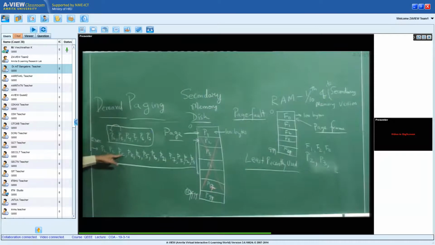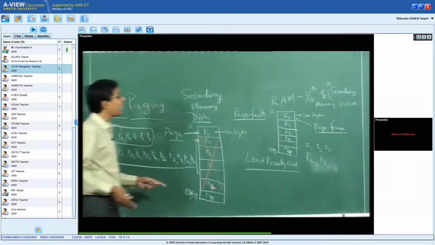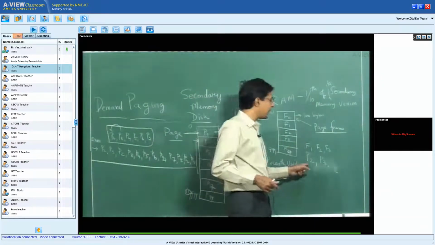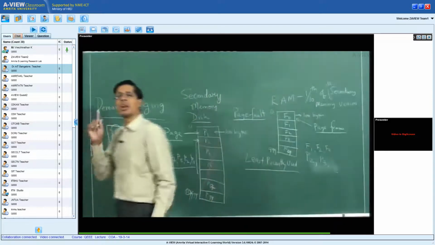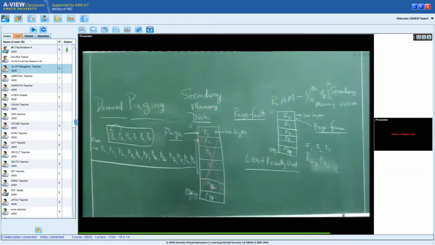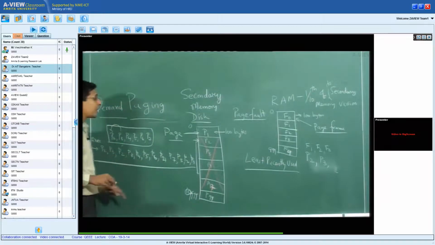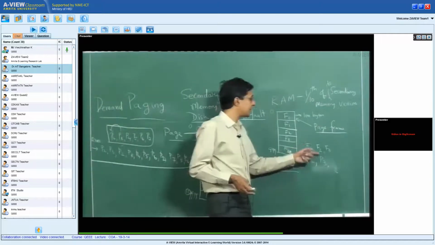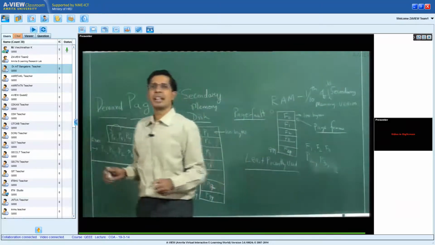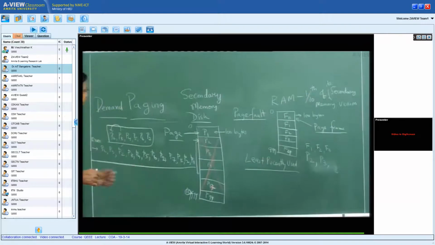Now again page 2 starts executing. I find that the page 2 is available in the memory, so this does not create a page fault for me. So page 2 can start executing as it is. Again I start executing page 3, again I find that the page 3 is already available in the memory, and so this does not cause a page fault.